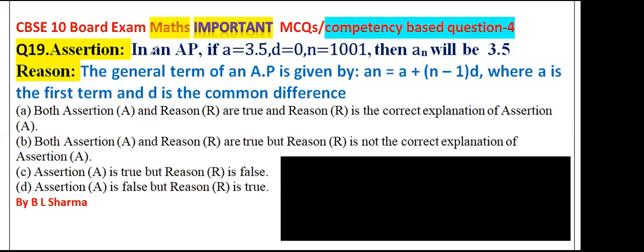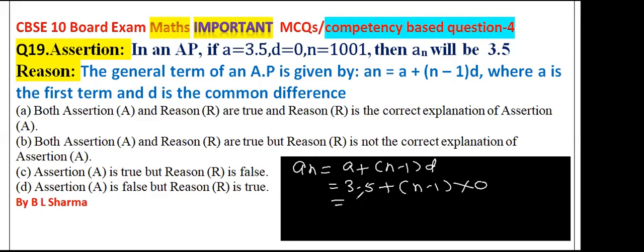Assertion reason questions. Assertion. In the AP, if the first term is 3.5, and the common difference is 0, and n is 1001, then an will be 3.5. We know that nth term of an AP is given by a plus n minus 1 into d, a is 3.5, n minus 1 as it is. Common difference is 0. So 3.5 plus 0, that is 3.5. Because n minus 1 into 0, that is 0.